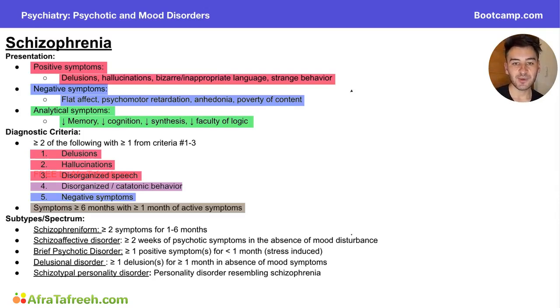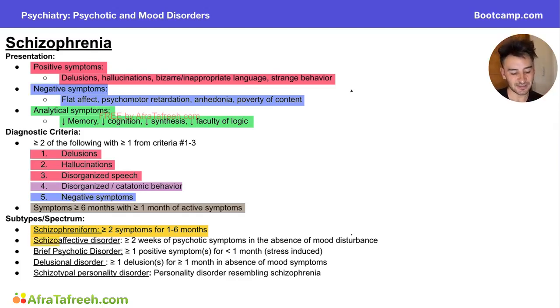So let's talk about some of the other differentials on the schizophrenia spectrum. We'll start off by talking about schizophreniform, which I think is one of the easier ones, because this is essentially the same as schizophrenia, except it just does not make it to that 6-month mark. So these patients are going to have 2 or more symptoms for 1 to 6 months, whereas with schizophrenia, we're going to have 2 or more symptoms, including an active symptom, for at least 6 months or more. So basically, until you get to schizophrenia, you are essentially going to be in schizophreniform.